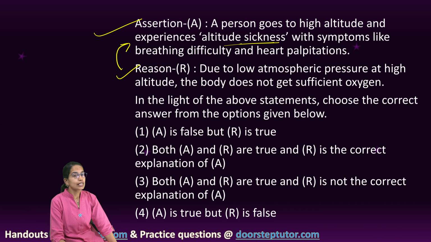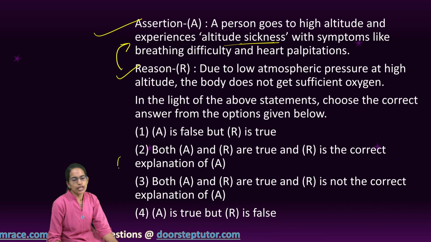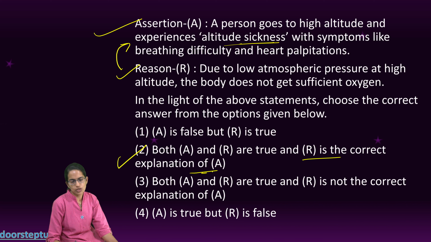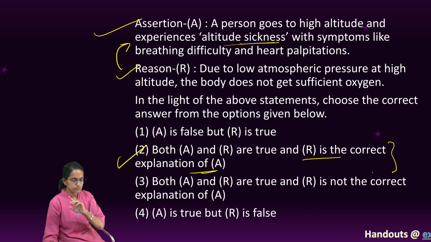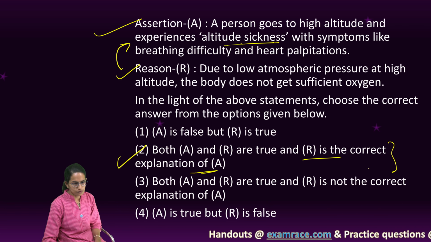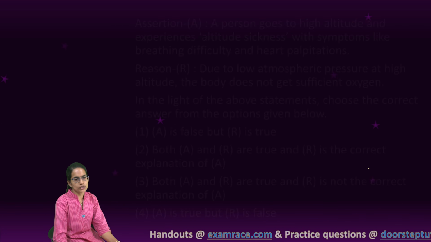The reason is the correct explanation for assertion. So here we say both reason and assertion are true, and reason is the correct explanation for assertion. Note that this option is not always the first option. It could be any option in the sequence. So make sure you're not confused there. So 2 is the right option here.